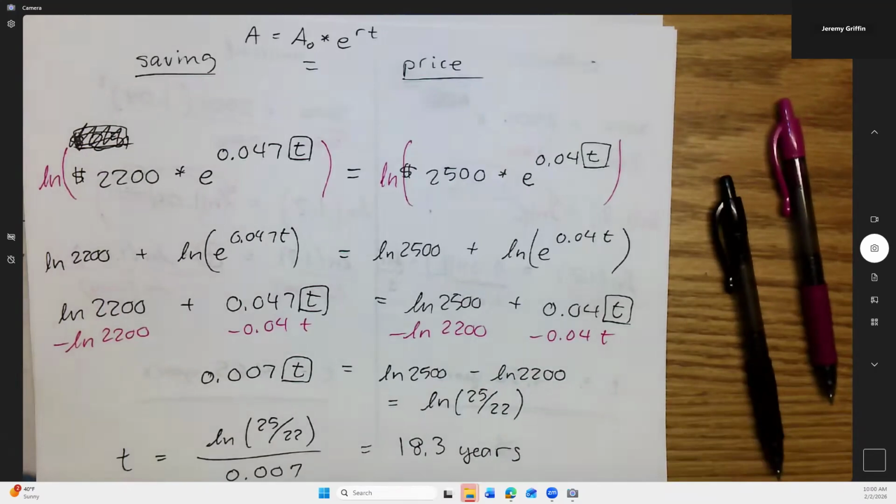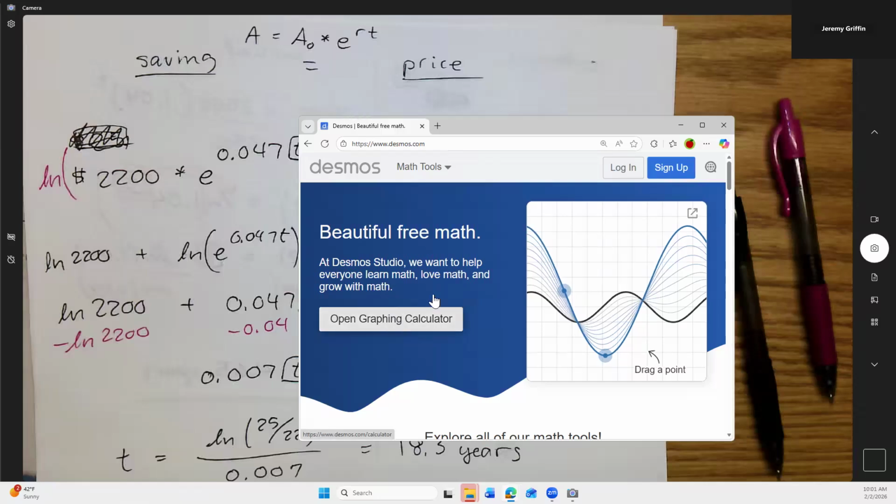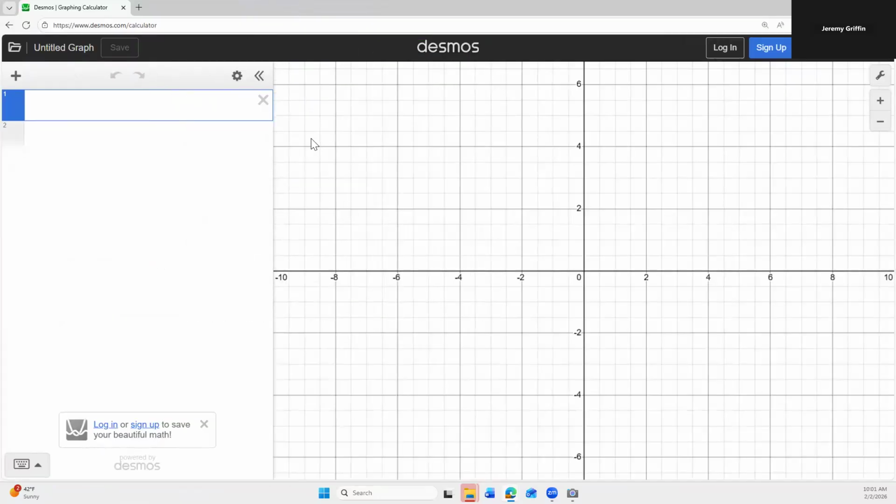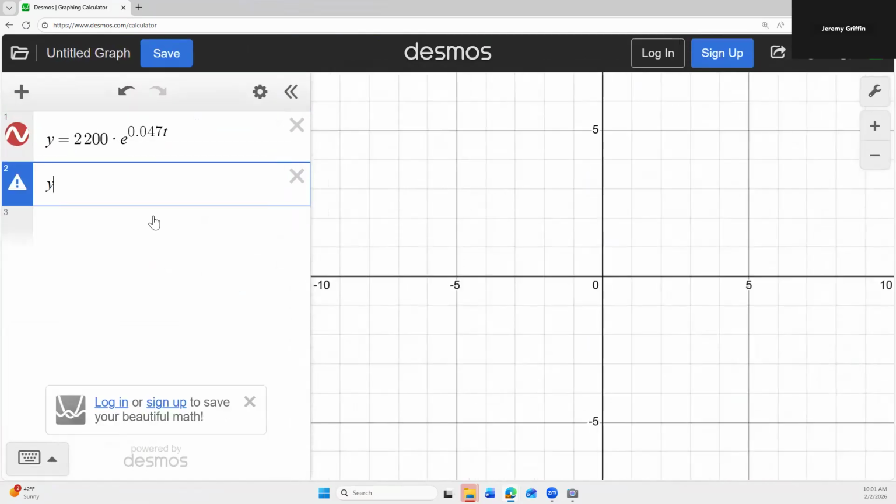Let's see if I feel like throwing that in Desmos and checking here. All right, whoops. Here, graphing calculator. All right, so let's say y equals 2,200 times e to the 0.047t versus y equals 2,400, or sorry, 2,500 times e to the power of 0.04t.